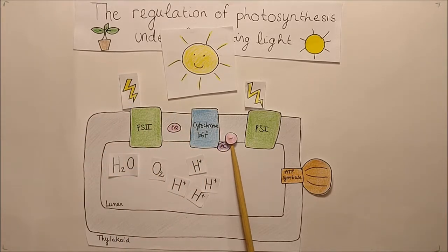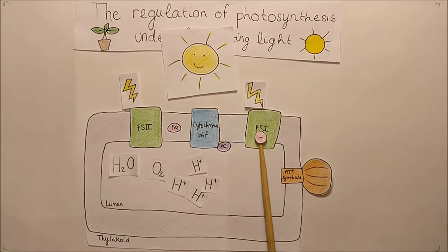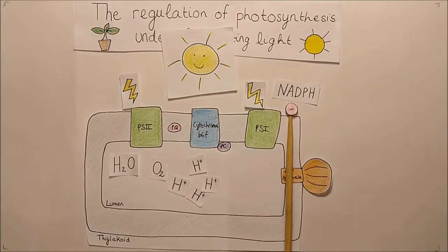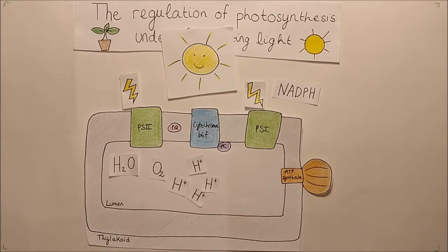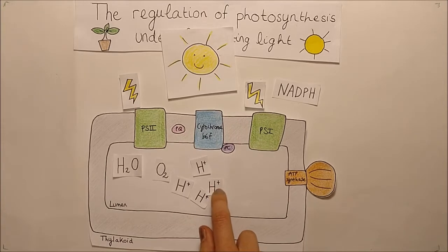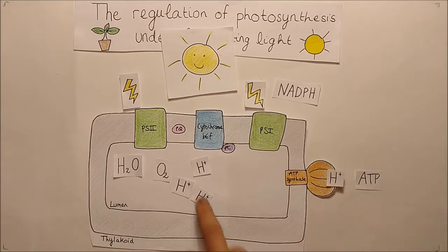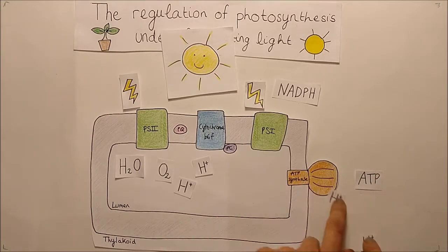The two electrons will stop their adventure on a molecule, NADPH, which is necessary to produce energy. The protons inside the thylakoid are then used to produce the energy molecule of plants, ATP, by passing through the ATP synthase.